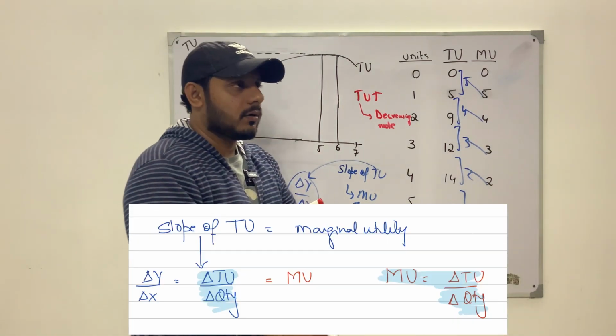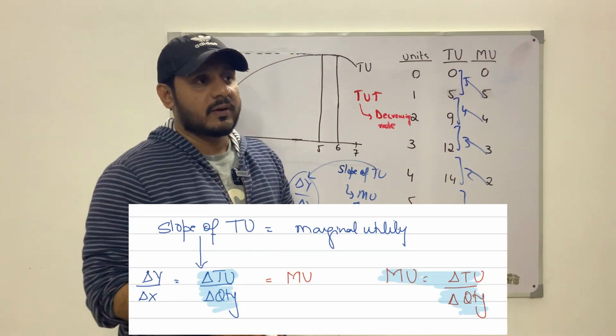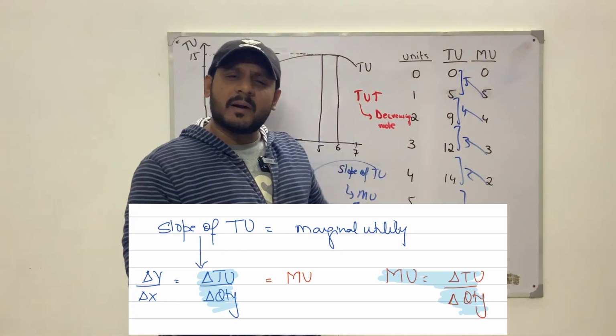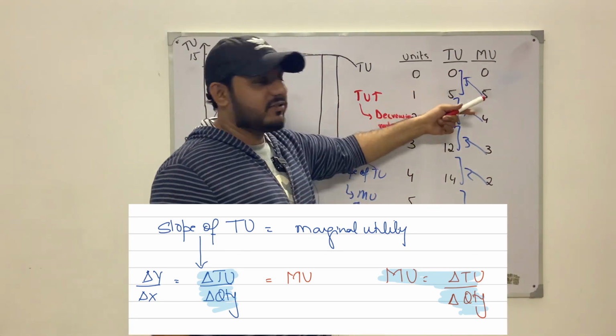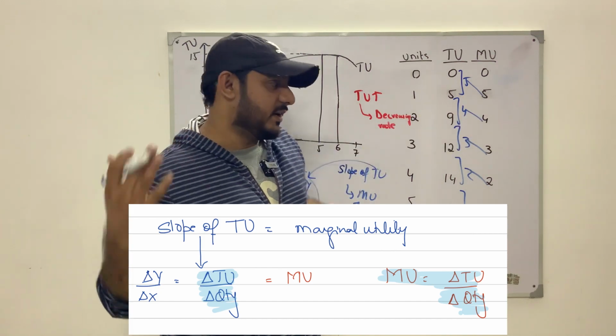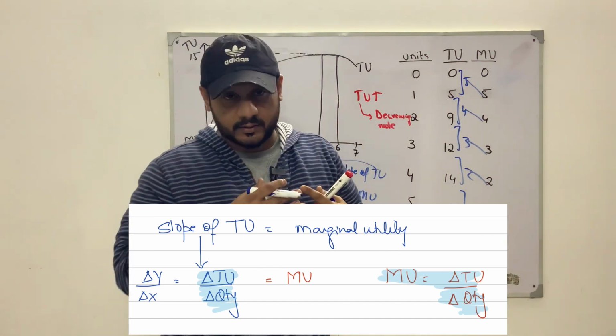If we try to judge it from the graph, right? But marginal utility is basically the additional utility gained from consuming an additional unit, and we have already seen that in the previous video as well.